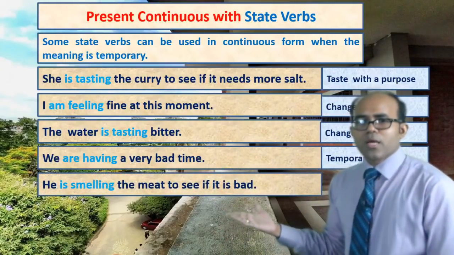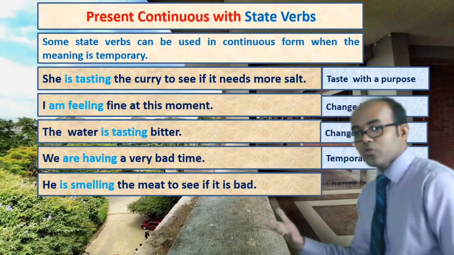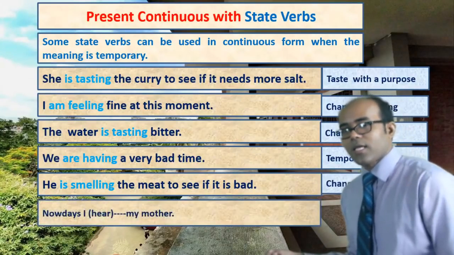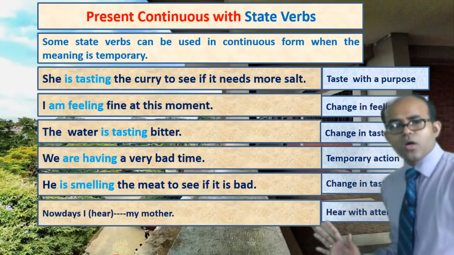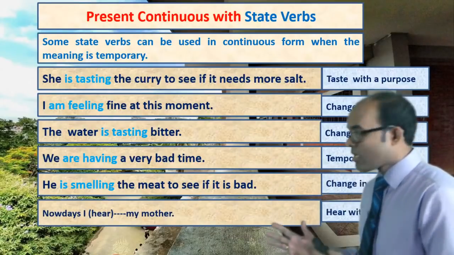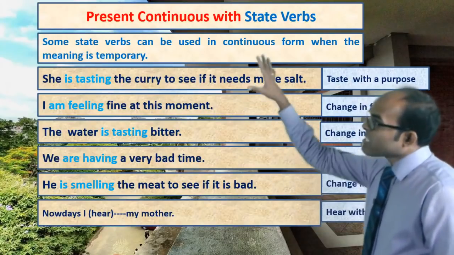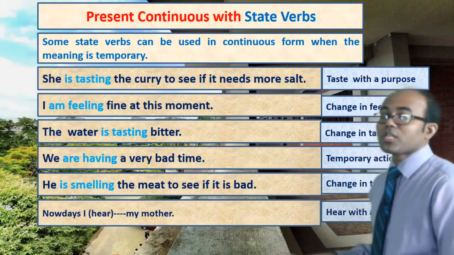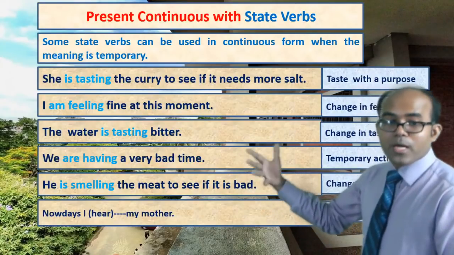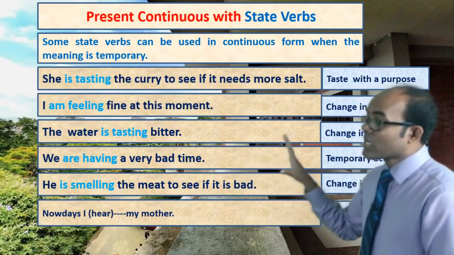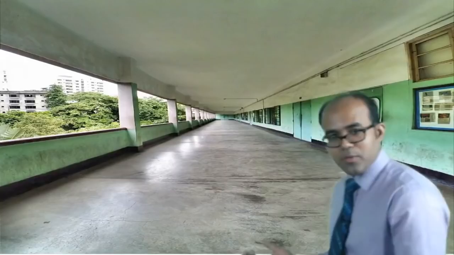He's smelling the meat to see if it's bad. So the purpose, different purpose, সে দেখছে মাংসটা খারাপ কিনা বা এটা নষ্ট হয়ে গেছে কিনা। Nowadays, I am hearing my mother. I am hearing মানে কি বলতো? I am hearing my mother with attention. তারপরে change in action দেখো আছে এখানে। এক্ষেত্রে এই স্টেট ভার্ব সবগুলোর ক্ষেত্রে আমরা কন্টিনিউয়াস টেন্স ব্যবহার করতে পারবো যদি আমরা এভাবে কোনো চেঞ্জ বা ডিফারেন্ট পারপাস বা যদি কোনো টেম্পোরারি অ্যাকশনকে নির্দেশ করে, তাহলে we can use present continuous tense with these verbs, all state verbs.